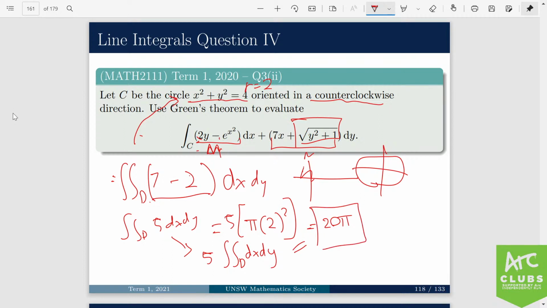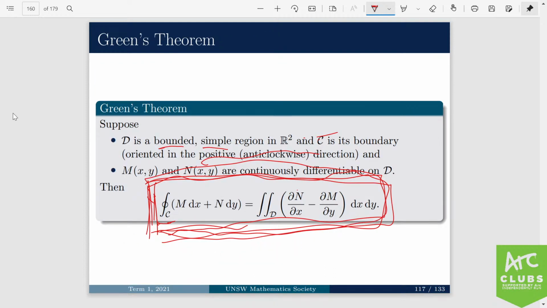So essentially Green's theorem is just taking a line integral and plugging it into this theorem and getting a double integral, and then you find the double integral.